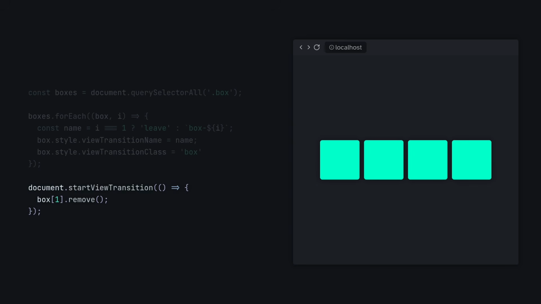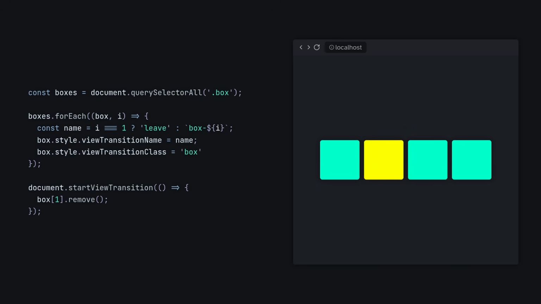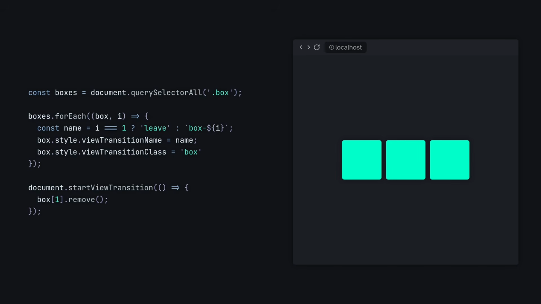So we're going to remove the second box. So here is how this looks. Now if we remove the second box, the surrounding boxes are going to smoothly animate. Let's see that again. As you can see, it doesn't have the same jank as before where the elements just snapped into place. And this is the power of view transitions.